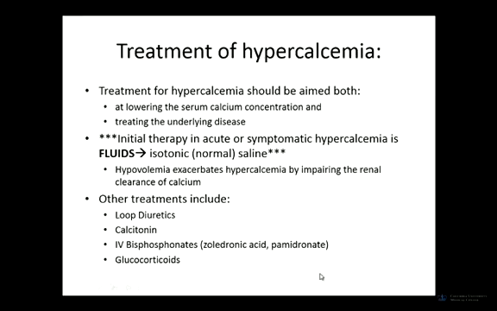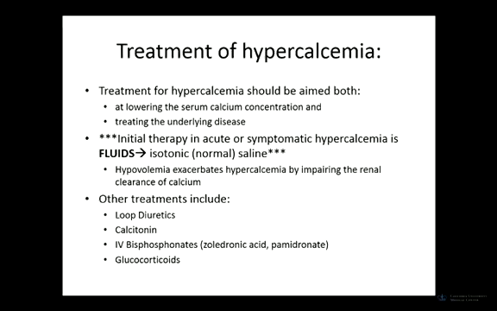So the treatment of hypercalcemia should be aimed at both lowering the serum calcium concentration and treating the underlying disease. And the stars and the bold and the all caps are to reiterate the important point that the first thing you should always do in a patient with hypercalcemia is give fluids. These patients are hypovolemic, which exacerbates the hypercalcemia and worsens the renal clearance of calcium. When you see a patient with a life-threatening high calcium, the treatment of choice is fluids first. That was one of the questions on the TBL today, and that's why it's a very important point to know that you have to give fluids.